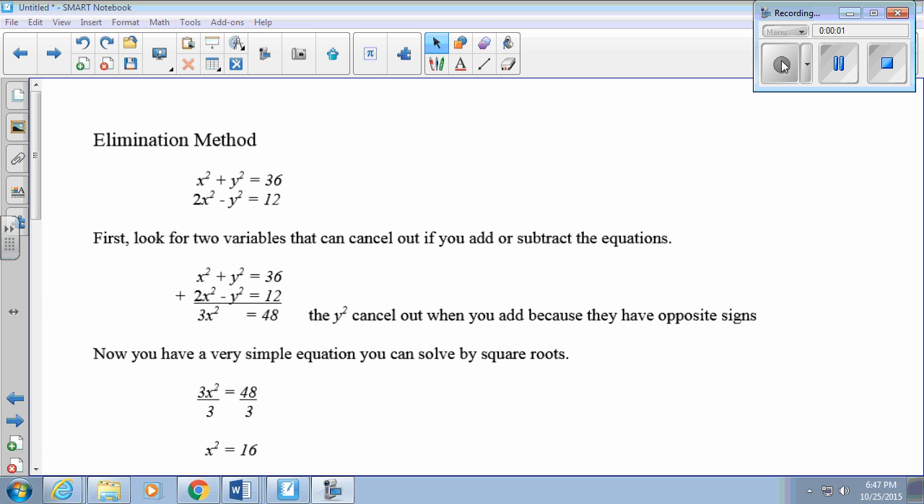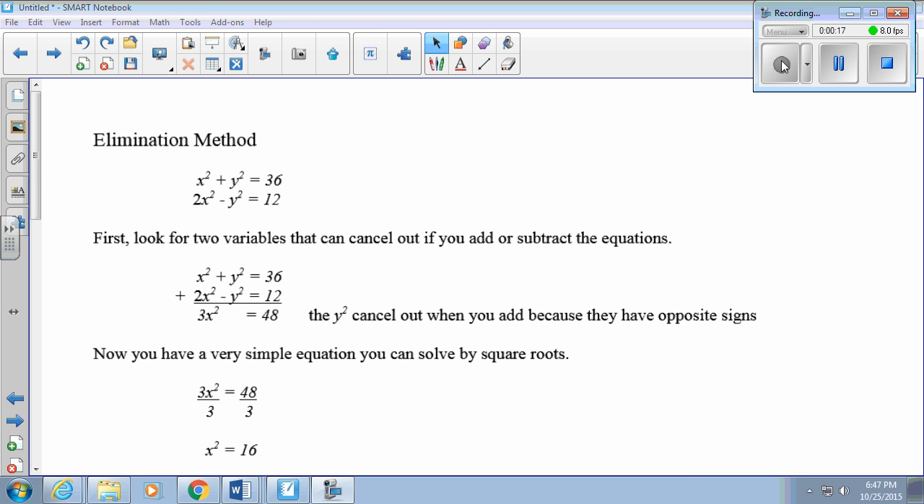Tonight we continue our exploration of the exciting world of nonlinear systems of equations and how to solve them. So far we've talked about solving by graphing and solving by substitution. Tonight we talk about how to solve by elimination.